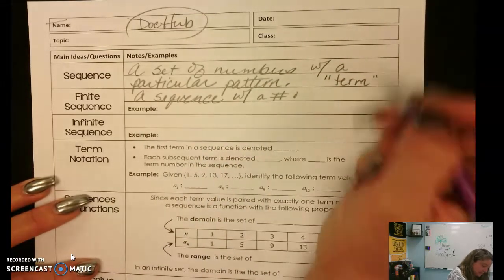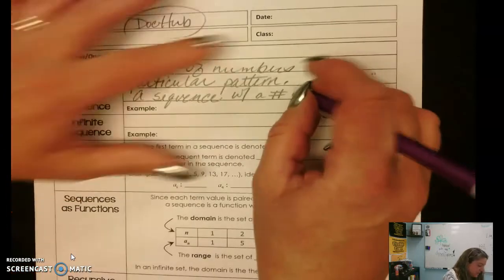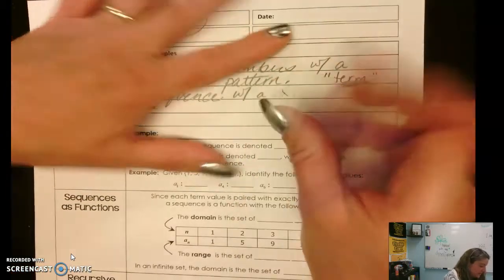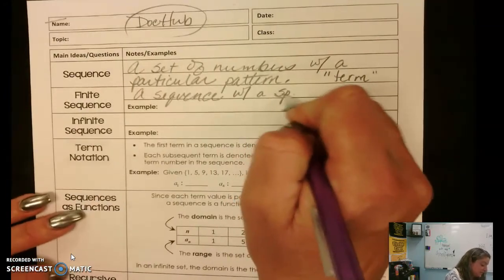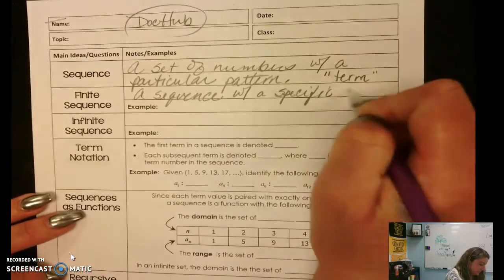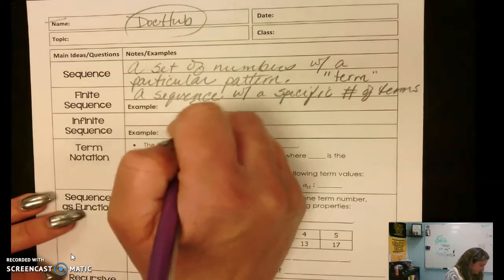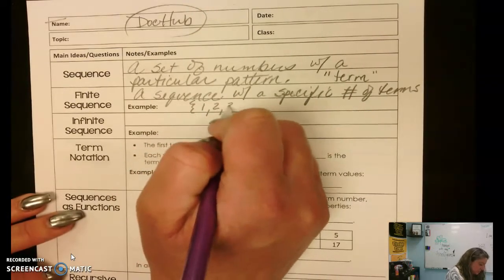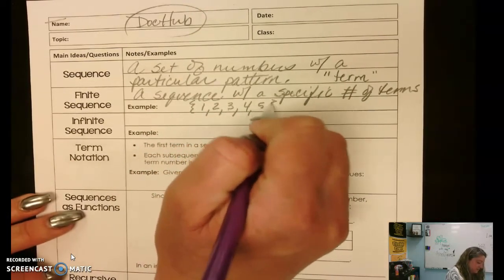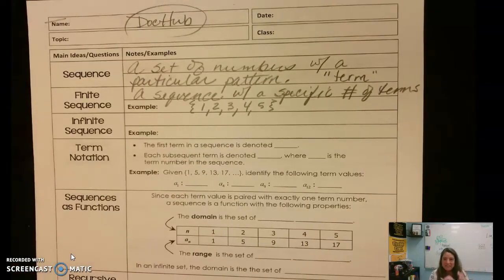With a specific number of terms, I guess. Let's call it that instead. So with a specific number of terms, okay? And so let me give you an example, right? 1, 2, 3, 4, 5. That is a finite sequence, okay? It's a sequence of numbers. There's a particular pattern to it, and it's got a specific number of terms.